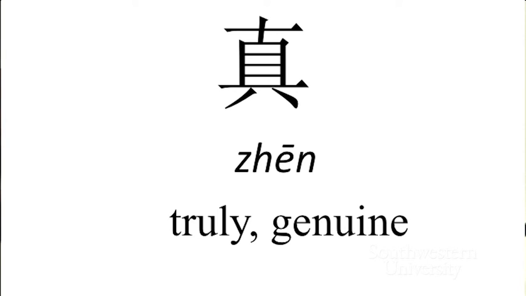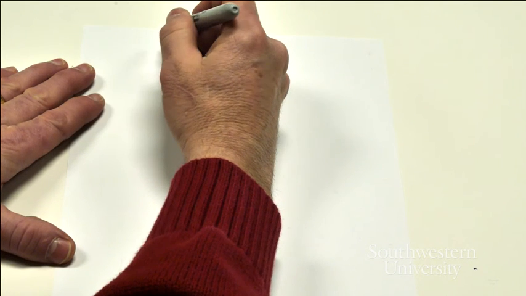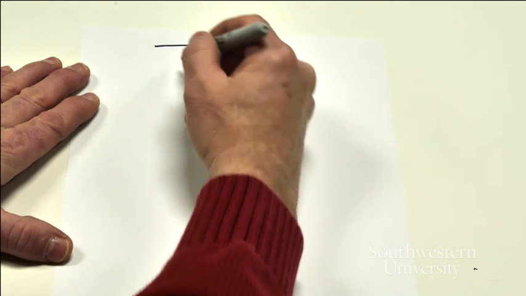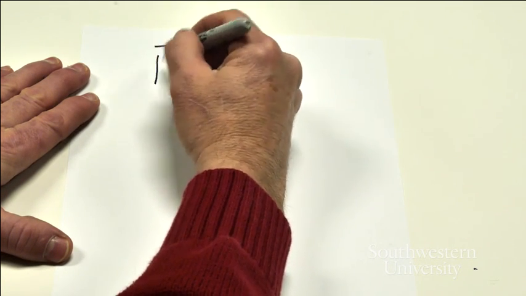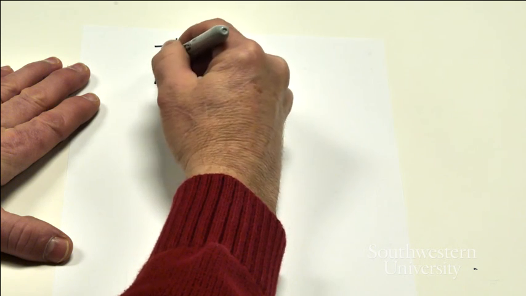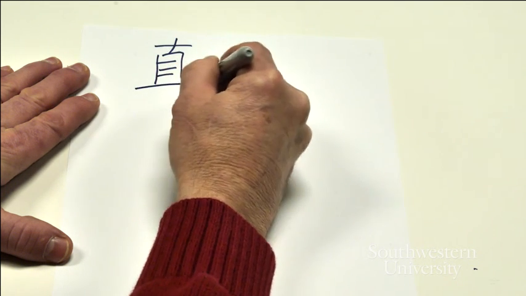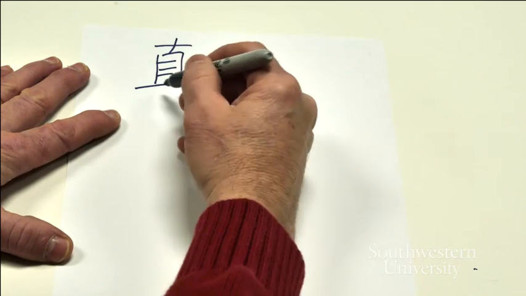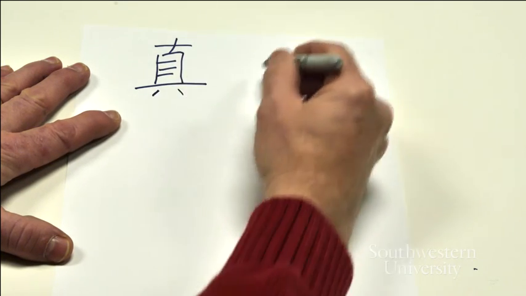Zhen. This could be considered a number of different things. Could be considered this character here, which means straight on top of a stand, if you want to remember that.